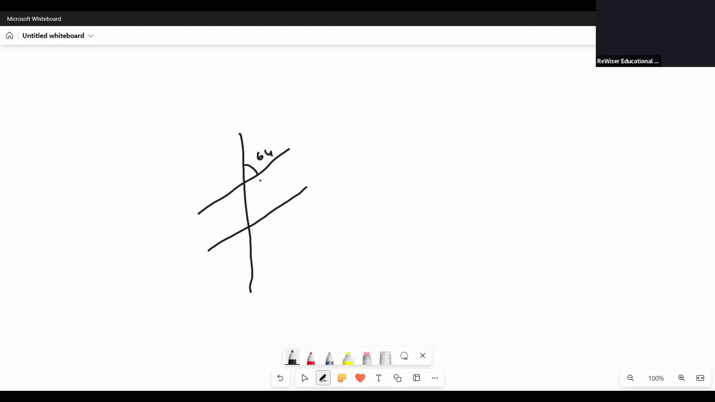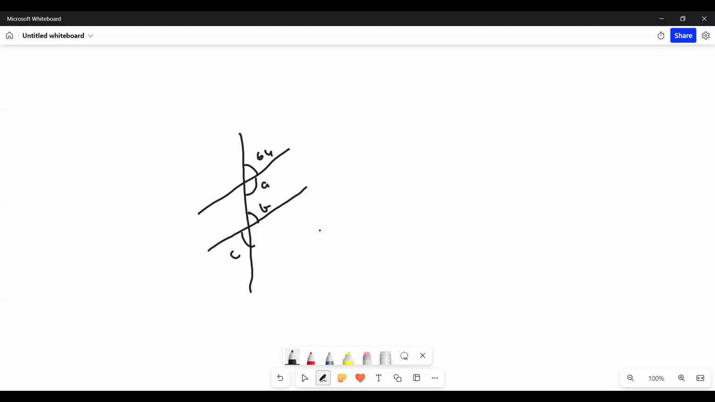This is 64, right? That's A, that's B, and that's C, right? You have to find A, B, C, and the reasons. B is 64. Reason for it? Corresponding angle. A is 116. Reason for it? It's because the line is a straight line.